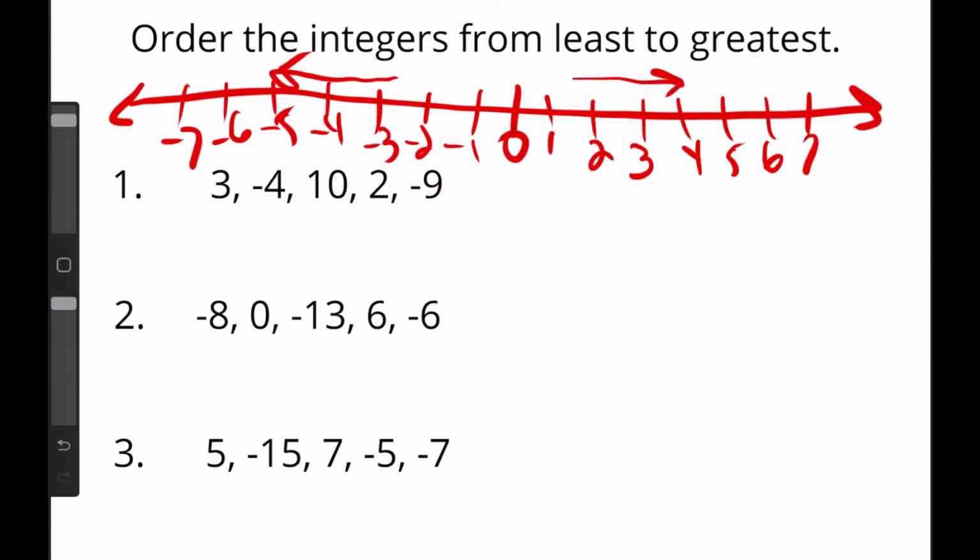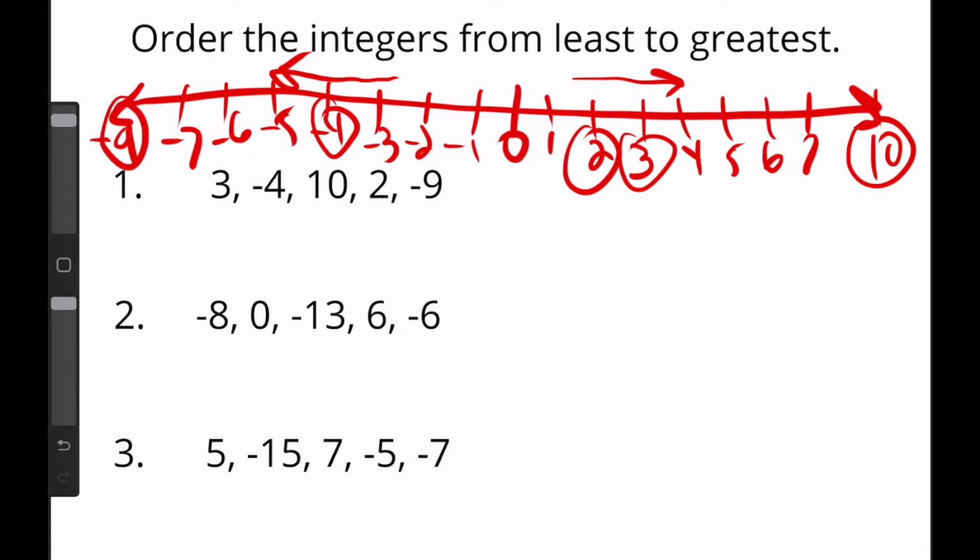On the right, we've got our positive numbers. So let's take the first set of numbers. We've got the number 3, which is right here. Then we've got the number negative 4, which is right here. Then we've got the number 10, which would be somewhere over here. Then we've got the number 2, and then we've got the number negative 9, which would be somewhere over here. We've got all 5 numbers circled up there.